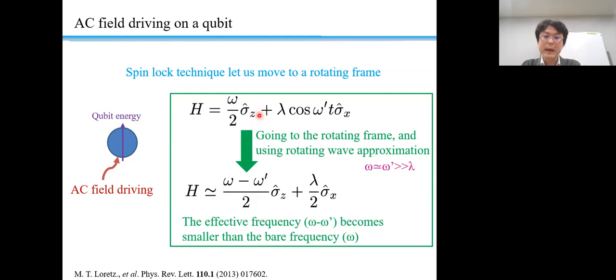Usually this Zeeman energy omega is much, much larger than the Rabi frequency lambda for the capacitively shunted flux qubit. However, omega minus omega prime can be zero, or can be negative, or can be comparable with lambda. You can choose any value for omega minus omega prime. By the way, I consider a cosine-type AC magnetic field. In this case, after the rotating wave approximation, we have a sigma x term here. If we consider a sine term here, we have a sigma y term here.